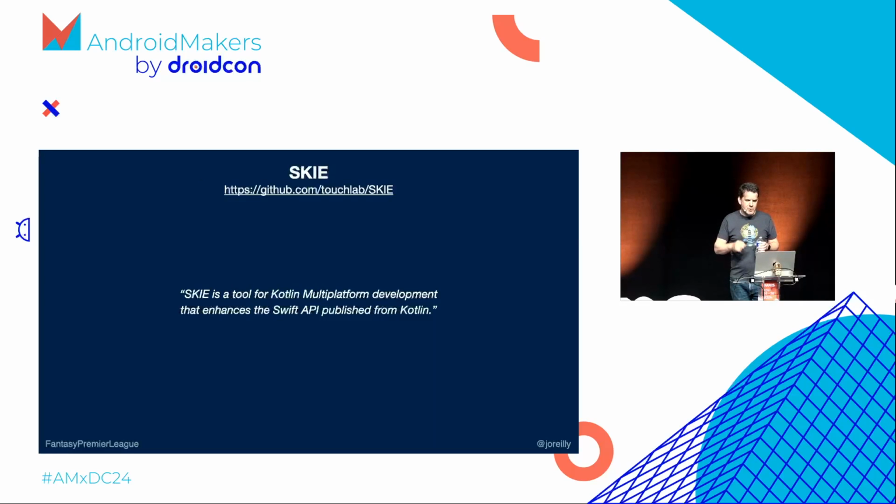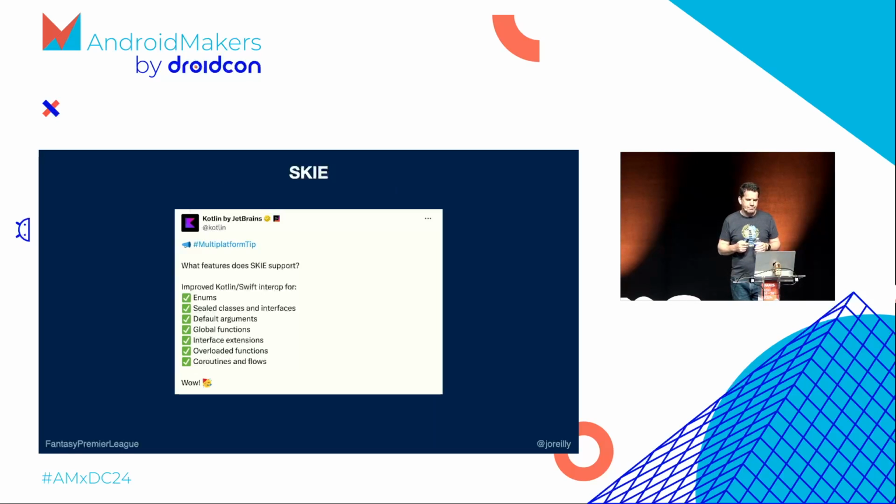The next library we're going to be using in this project is SKIE from Touch Labs. SKIE stands for Swift Kotlin Interop Enhancer and supports a range of functionality as mentioned here. And we'll show next how we're using some of these features in this project, specifically for the coroutines flow and sealed class support.